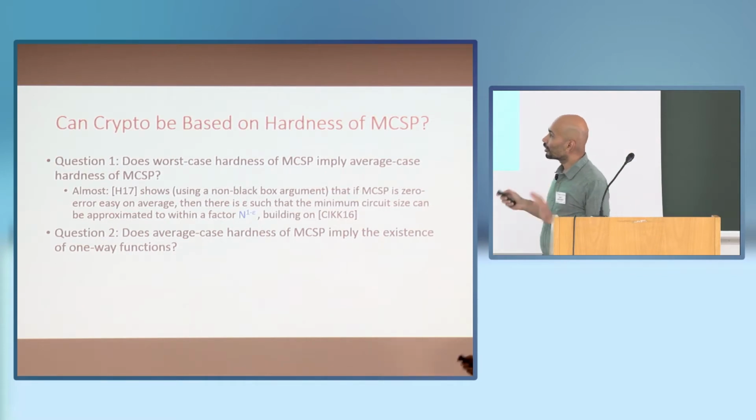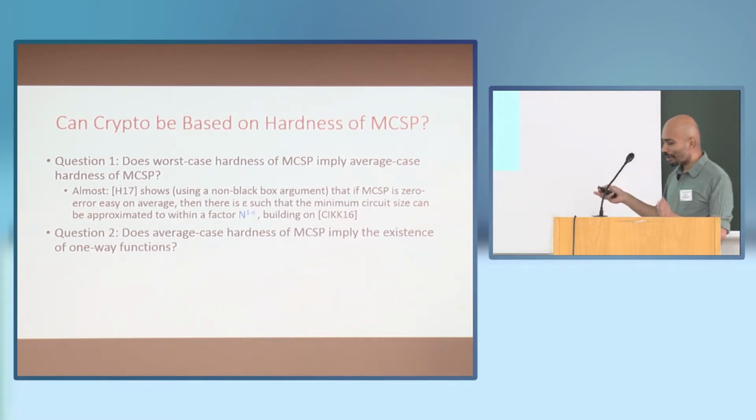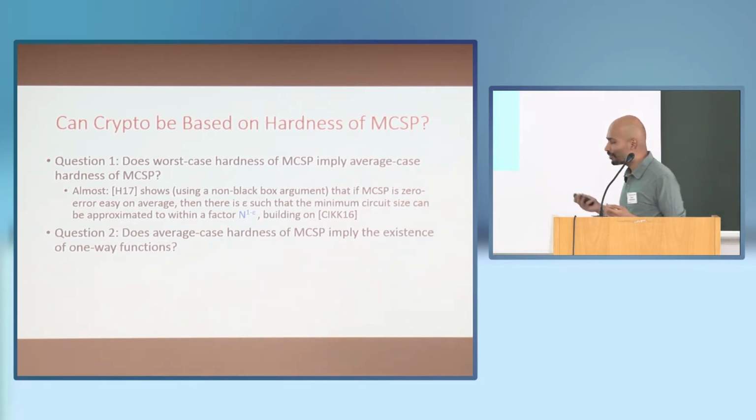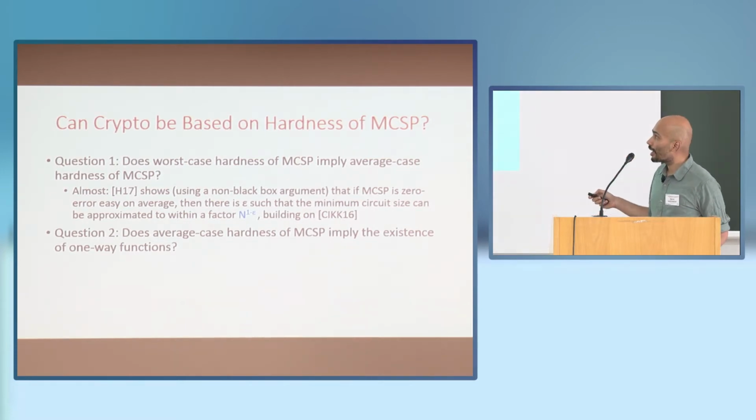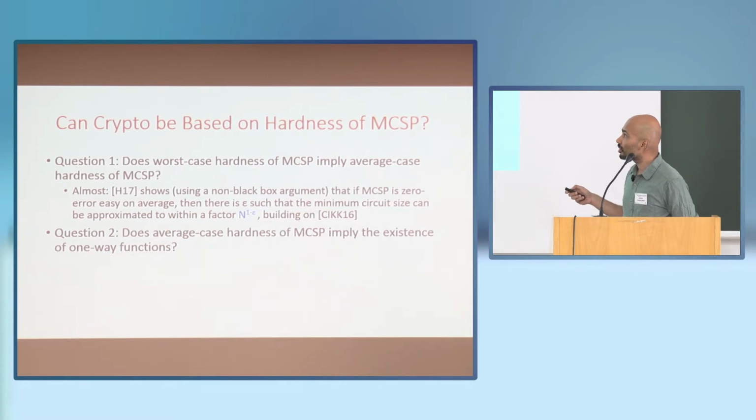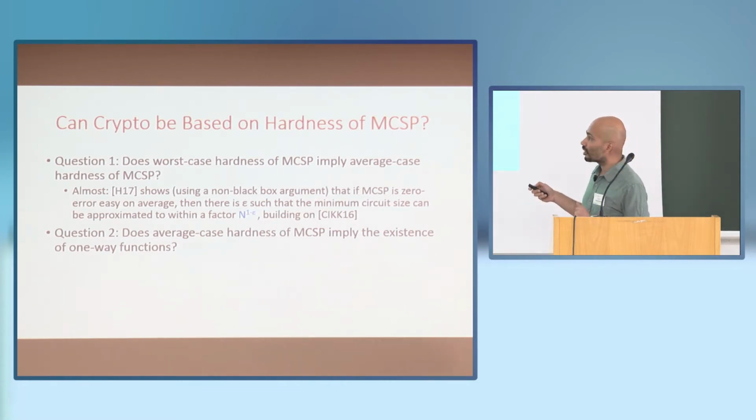Okay, so now we have some notion of average-case hardness or easiness, and we can ask about these 2 questions that we had with regard to these notions. First of all, does worst-case hardness imply average-case hardness? And secondly, the question about crypto.